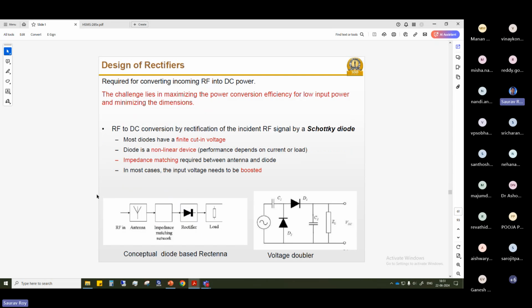So now we'll go into the specific design of rectifiers. Before that, do you have any questions here?